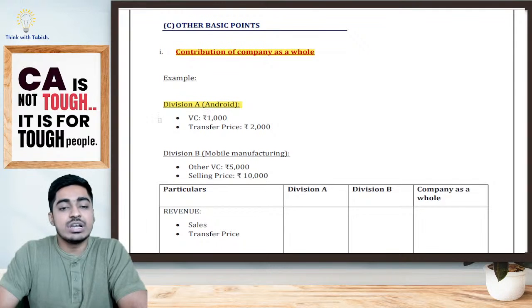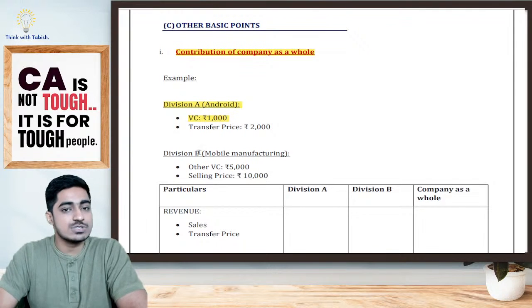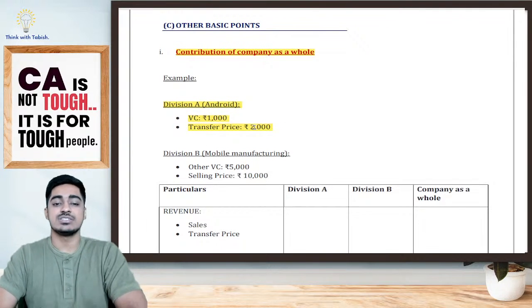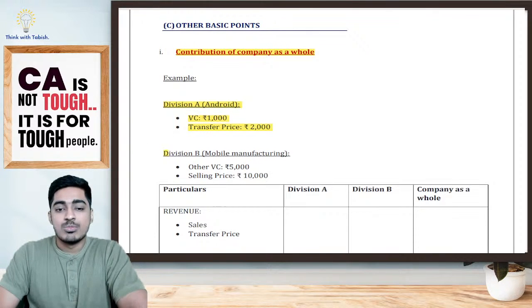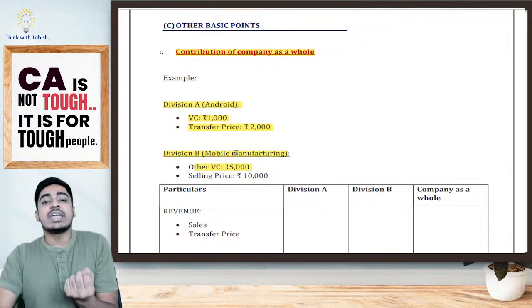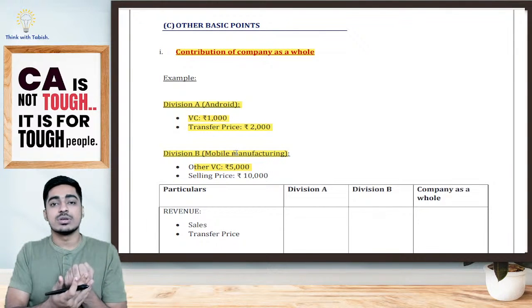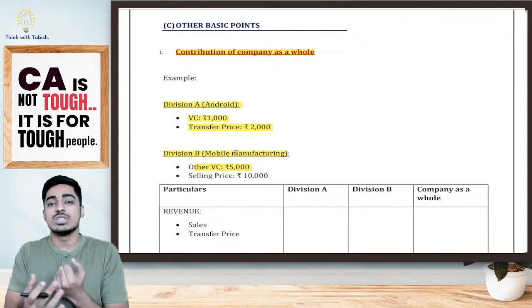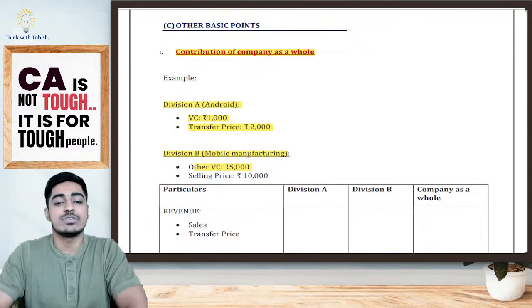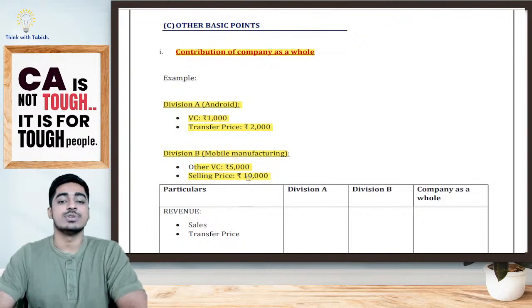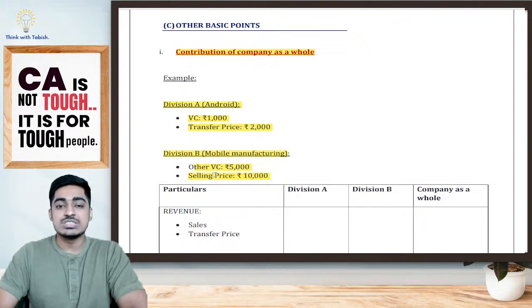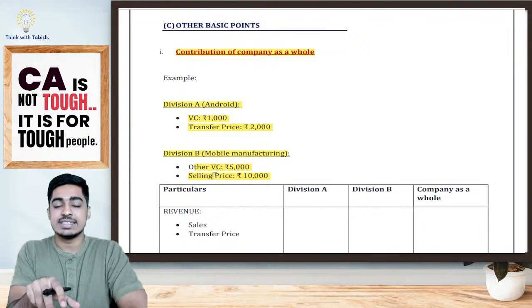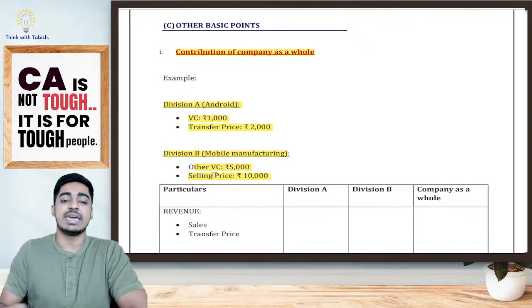So, for the Android division, assume the variable cost is 1000 rupees. The transfer price is 2000. For the mobile manufacturing division, assume other variable cost. Once we've got the Android, we want other things too: the memory chip, the screen, all other things. For that, the other variable cost is 5000, and suppose the selling price of the phone is 10,000. We want to calculate the contribution of division A, which is Android, the contribution of mobile, and the contribution of the company as a whole.